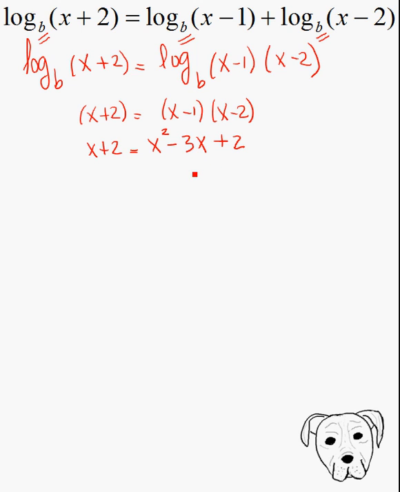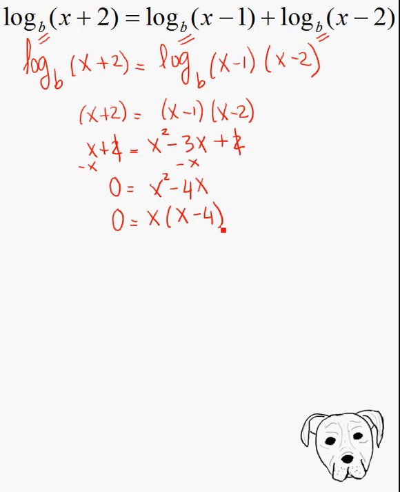And this is shaping up very nicely because this 2 cancels with this 2. And if I subtract x on both sides, I'll get 0 equals, and I'm going to subtract x on this side, x squared minus 4x. Okay, I said that's shaping up nicely because you can factor this really easily.